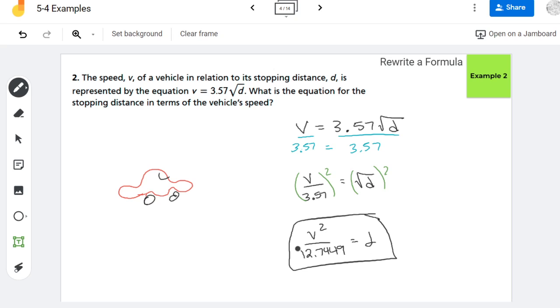This is the type of formula that you would see used at a crime scene. They might measure the skid marks to see that stopping distance to determine the speed of the car. I mean, there's more to it that would happen, such as if the road is damp or the tread on the tires. But this is the basic idea of where that formula comes from.